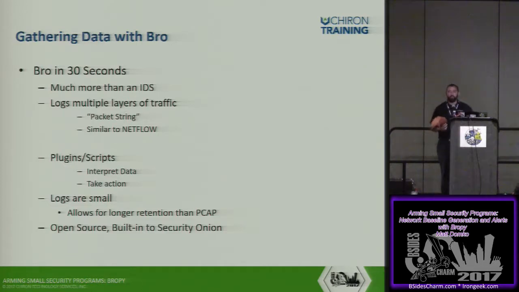But basically, if I have full PCAP over on the left that takes up 1 gig per second because my link is completely saturated, and I have just my NetFlow, right, that my Cisco devices are providing to me, which takes up maybe 1 gig in a year, Bro gives me that in between. It gives me packet strings. So anything that's in a packet that can be printed out as ASCII text, we can pull that out. So just like in NetFlow, where I get my source and destination IP and ports, I can pull those out.